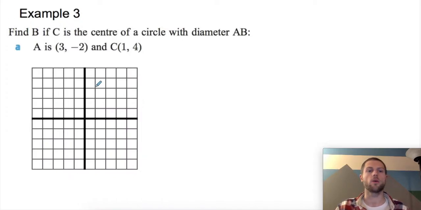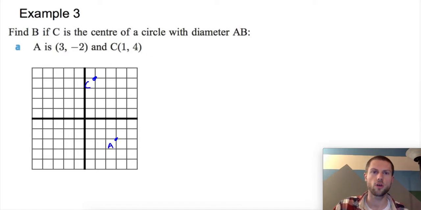Here's another example. We're just doing more geometry in the coordinate plane with vectors. I want to find what point B is if C is the center of a circle with diameter AB. So let's just plot that center of the circle. C is (1, 4), and A is (3, -2). So this is C and this is A.